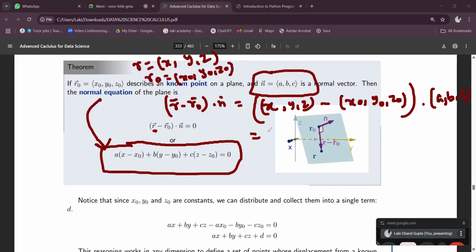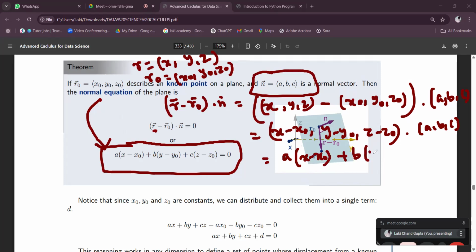When you do simplification, you will get (x minus x0, y minus y0, z minus z0) dot product with (a, b, c). And you know how to do the dot product? A into (x minus x0) plus B into (y minus y0), plus C into (z minus z0). And this is equal to 0. Getting the same thing, right?